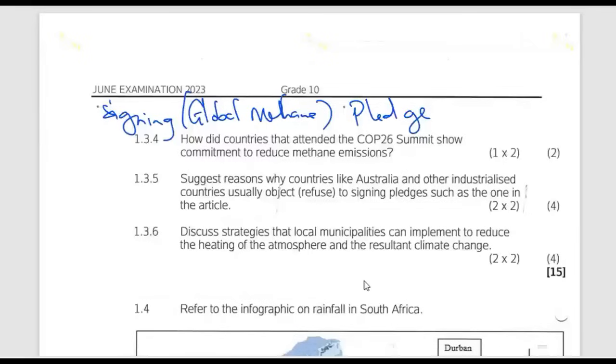We move on to the next question. Suggest reasons why countries like Australia and other industrialized countries usually object or refuse to sign pledges such as the one in the article. We are looking at these countries, and they are the ones that contribute more towards the release of those gases, and they do not accept signing such pledges. So why is Australia, as an example, given such blame for refusing to cooperate and sign such pledges? You can say it is expensive.